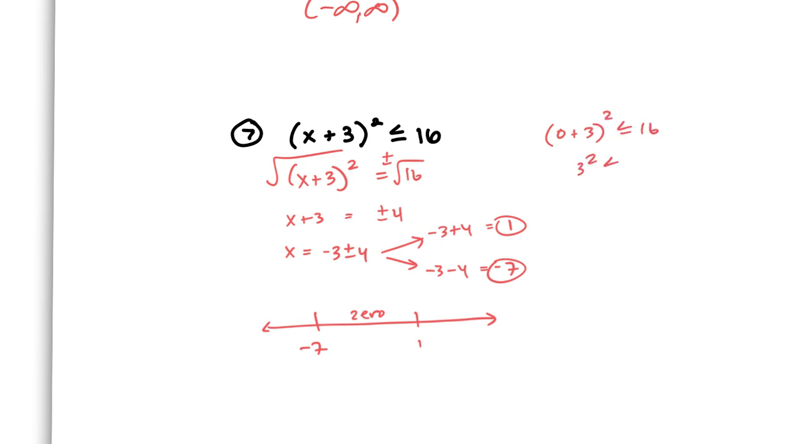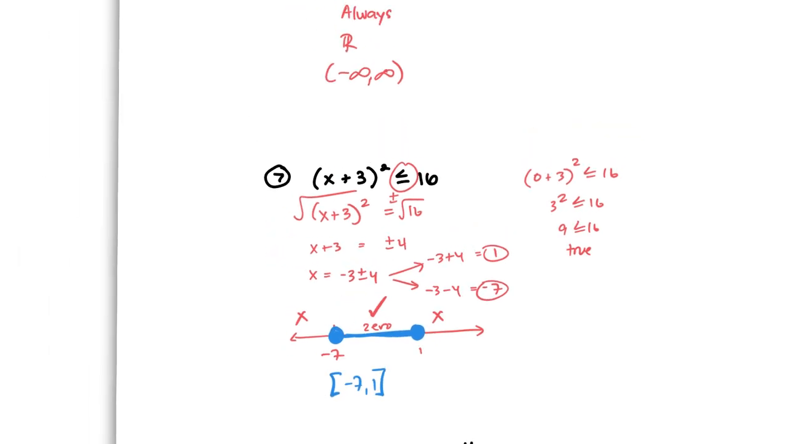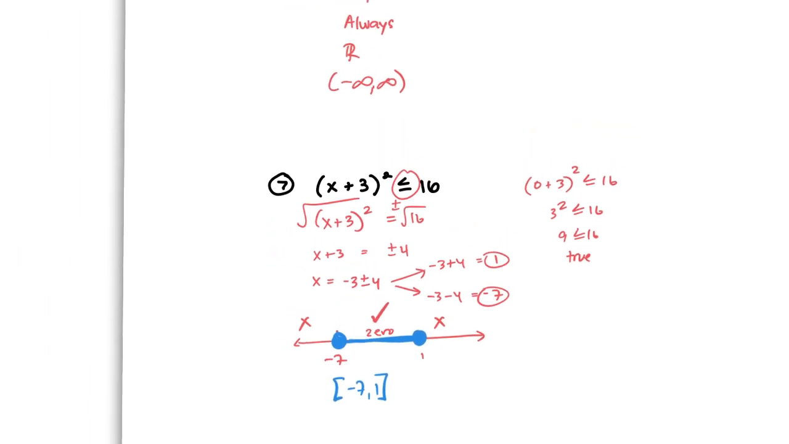So 3 squared is less than or equal to 16. 9 is less than or equal to 16. That's true. So the sector with 0 in it is valid. That means the one to its left and the one to its right is not. Now, because this original problem was a less than or equal to, my key points are going to be solid circles this time. And I'm going to shade in between. As an interval notation, it'll get a bracket, negative 7 to 1, and another bracket. So the square root method works.